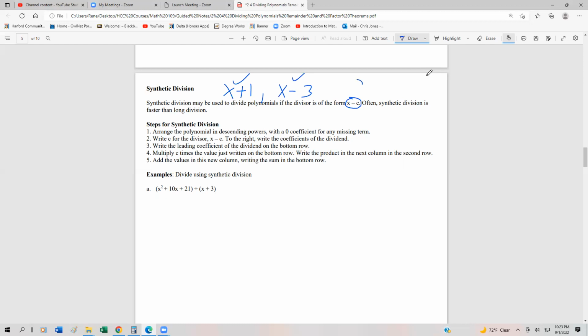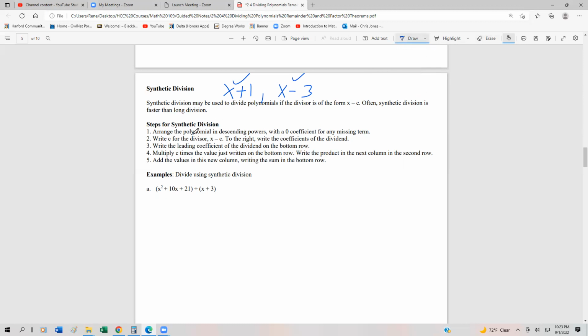However, if you had something like 3x plus 2, that wouldn't work, or even something like 9x minus 1. In other words, if you have any number other than 1 as the coefficient of your linear x minus c, then unfortunately you couldn't use synthetic division. All right, so if not, then you just use your long division, right?